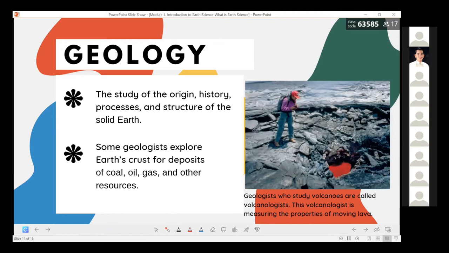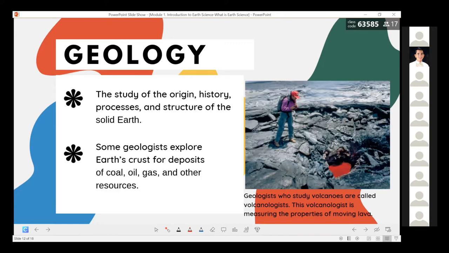And geology, this includes many specialized areas of study. So there are also geologists to explore earth's crust for deposits of coal, oil, gas, and other resources. There are also other geologists who study the forces within the earth to predict earthquakes and volcanic eruptions. There are also some who study fossils to learn more about earth's past, and often new knowledge forms new areas of study. So just like in this image, geologists who study volcanoes are called volcanologists. And the volcanologist is measuring the properties of the moving lava.